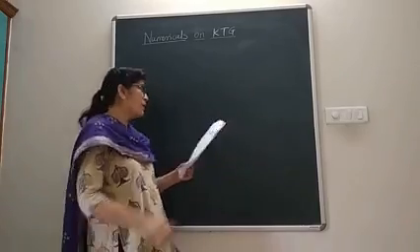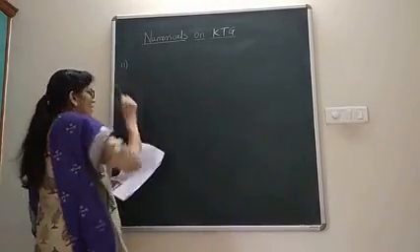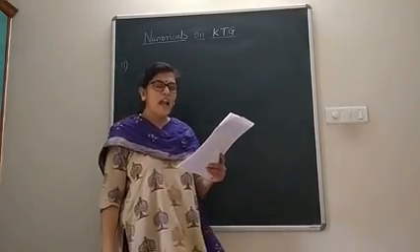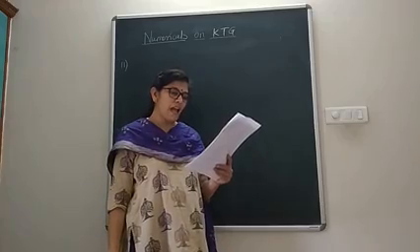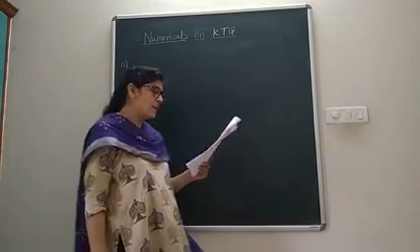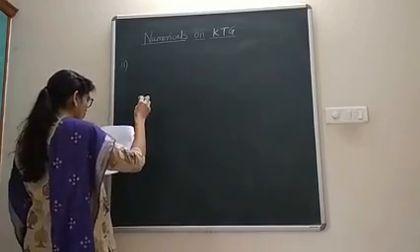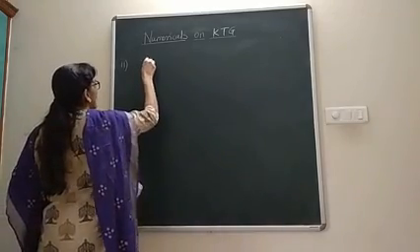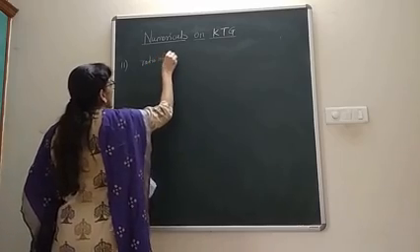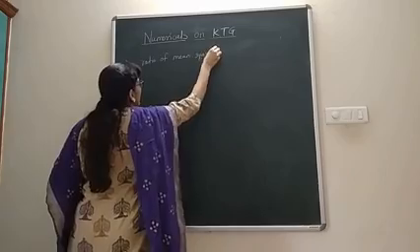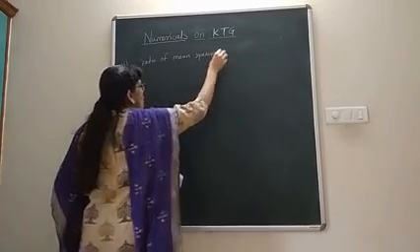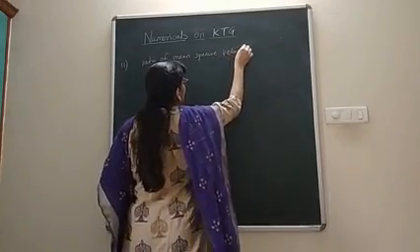First problem, number 11. Calculate the ratio of mean square speeds of molecule of a gas at 30 K and 120 K. You have to calculate the ratio of mean square velocity.